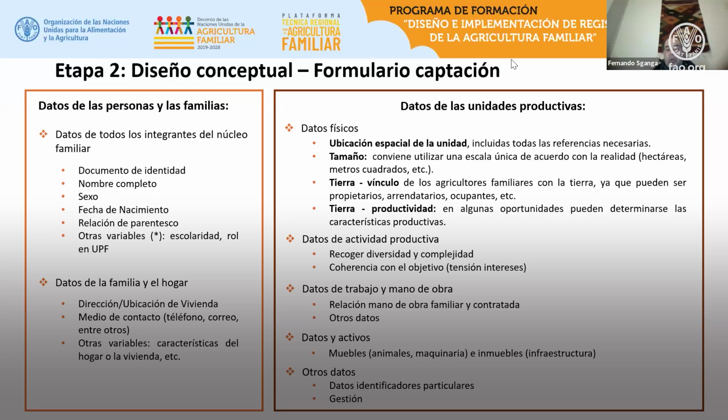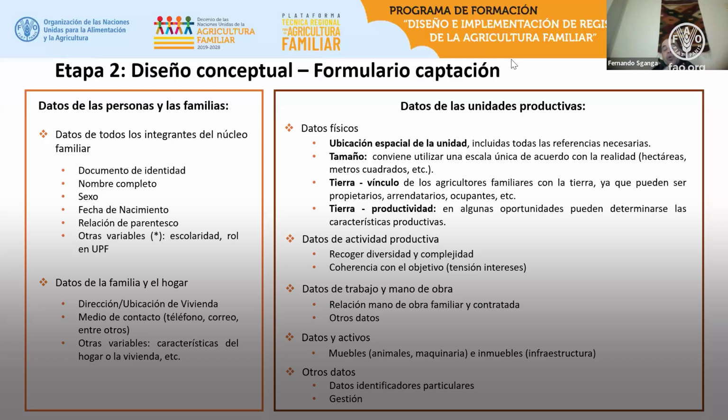And then we move on to data on production activities. We gather information on the diversity and complexity of the activities of family farming units. But here there is a tension of interests: how far do we go in describing the productive activity? In a family farming registry that is not a registry of tomato production, for instance, how far do we go? That is something we need to think about.